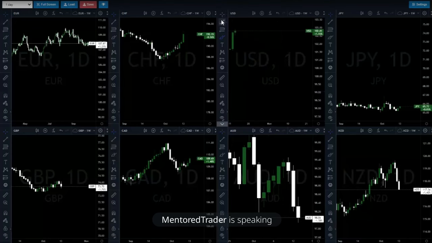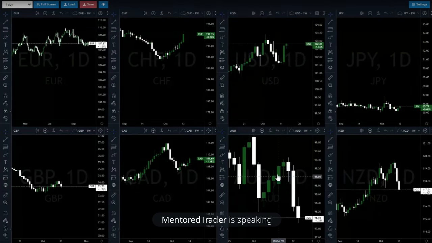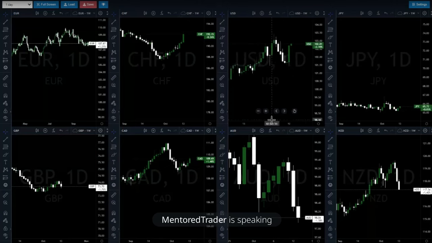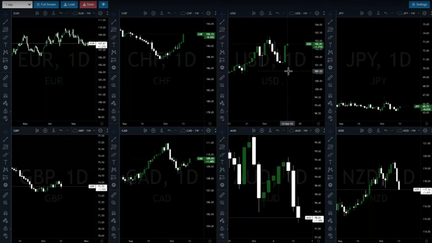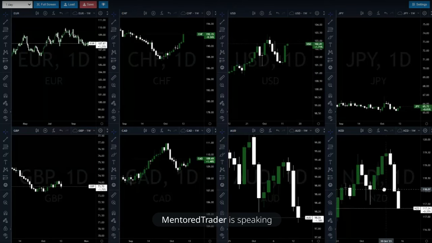Okay, what trend is the Australian dollar moving to? The Australian dollar is selling, but consolidating up. What trend do we have for the dollar? The dollar is bullish, but consolidating back down. Let's look at the New Zealand dollar. Is the New Zealand dollar doing the same? Yes, the New Zealand dollar is doing exactly what the Australian dollar is doing.